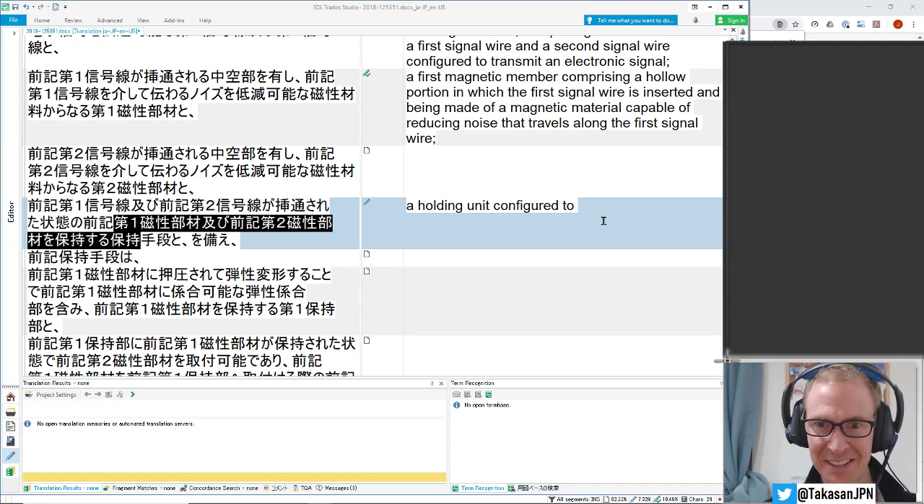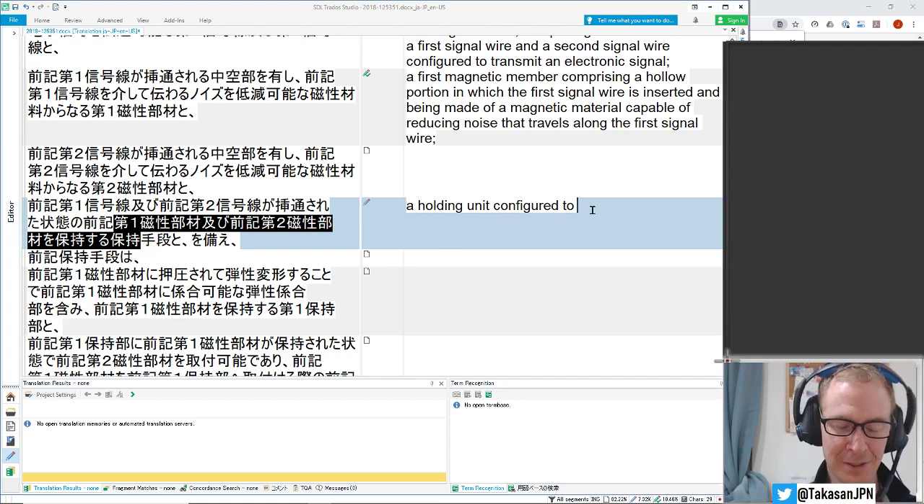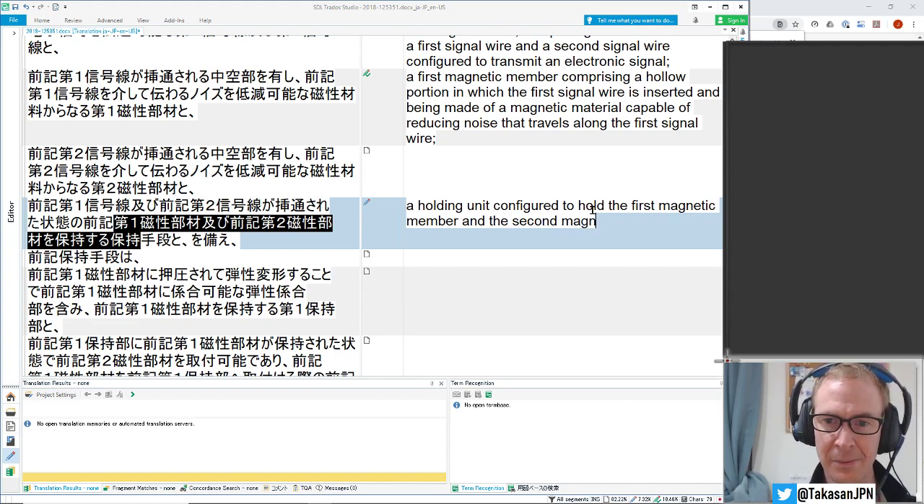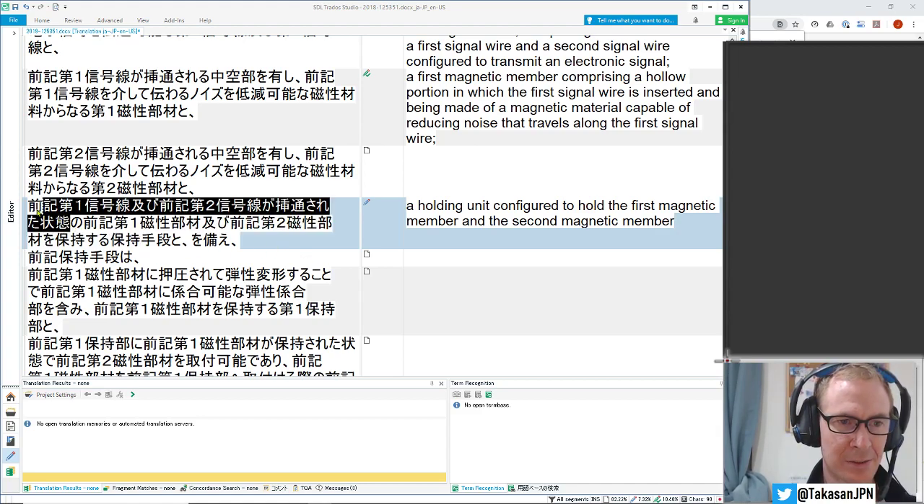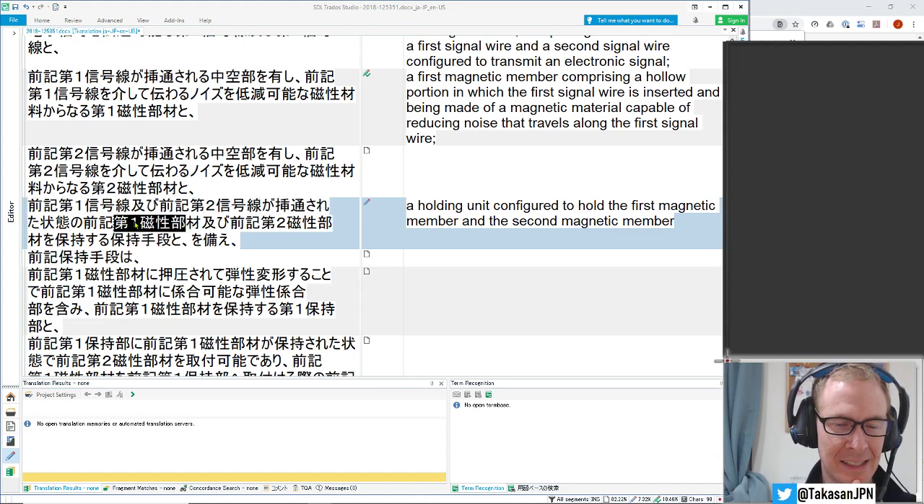So yeah, patent law, weird, right? So what is this holding unit configured to do? It's configured to hold, surprise, surprise. So it's holding two things. It's holding the first magnetic member and the second magnetic member. And it's doing this with the wires inserted into, what doesn't say, but we know from up above that these wires are inserted into these members.